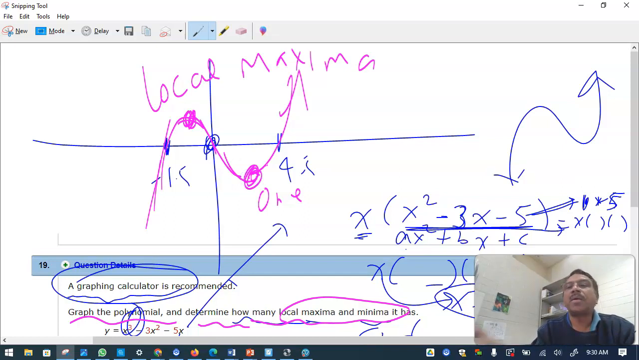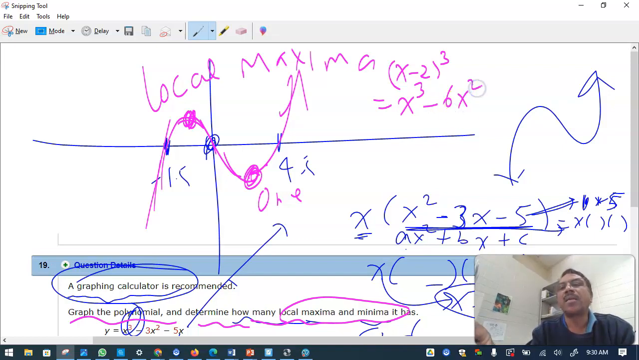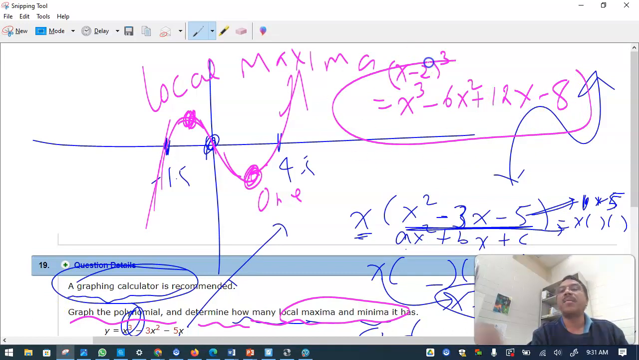Or it could also be that this tricks you. Suppose there was, I'm just writing, x minus 2 and this was to the power 3. If you try to expand this, it is x cubed minus 6x squared plus 12x minus 8. So they may give it this way, and that is just because it is a cubic.